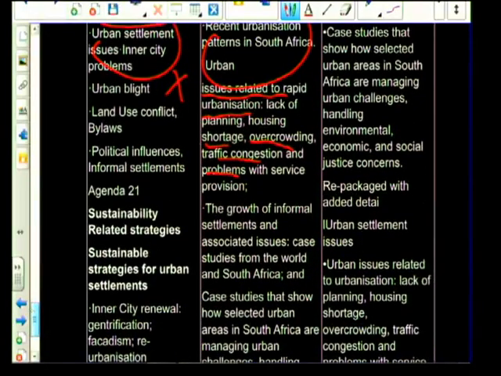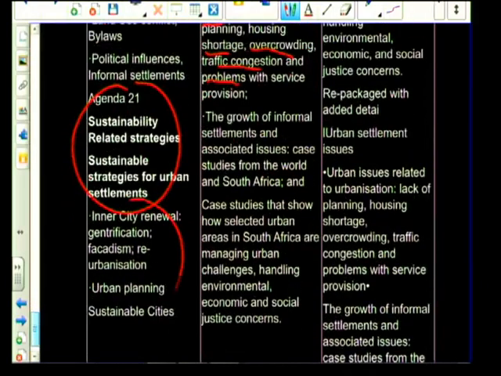Agenda 21, I've left it here. Okay, the specifics of Agenda 21 will not be tested, but it is a sustainable strategy and you can draw ideas from that. You understand, although it's not specifically tested as Agenda 21. Okay? Of course, inner city renewal is also covered under strategies to improve the urban area.